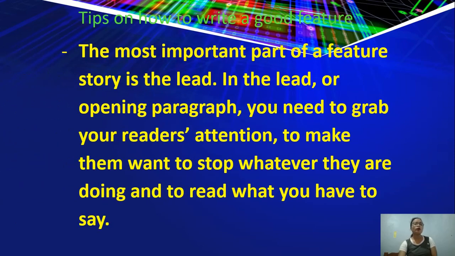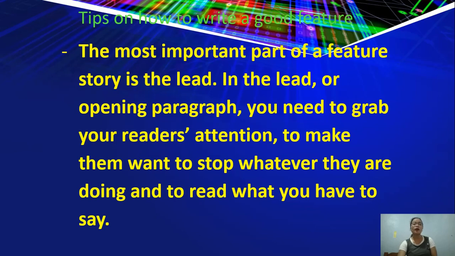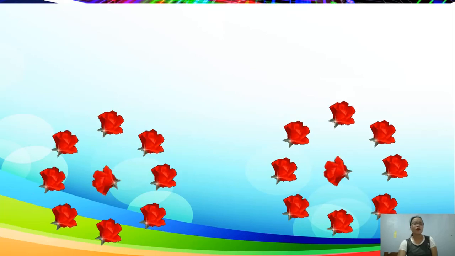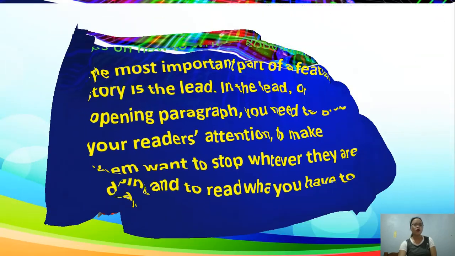We go on now to the tips on how to write a good feature. The most important part of a feature story is the lead. Just like in writing news or an editorial page, the lead is also the most important part of a feature article. In the lead or opening paragraph, you need to grab your reader's attention, to make them want to stop whatever they are doing and read what you have to say.